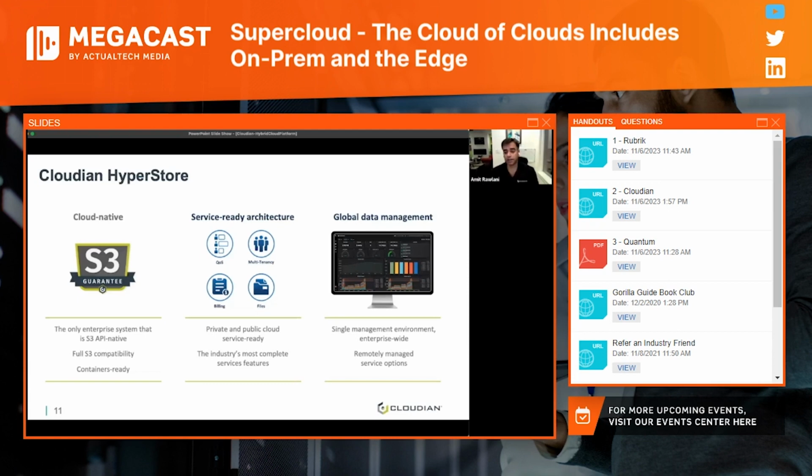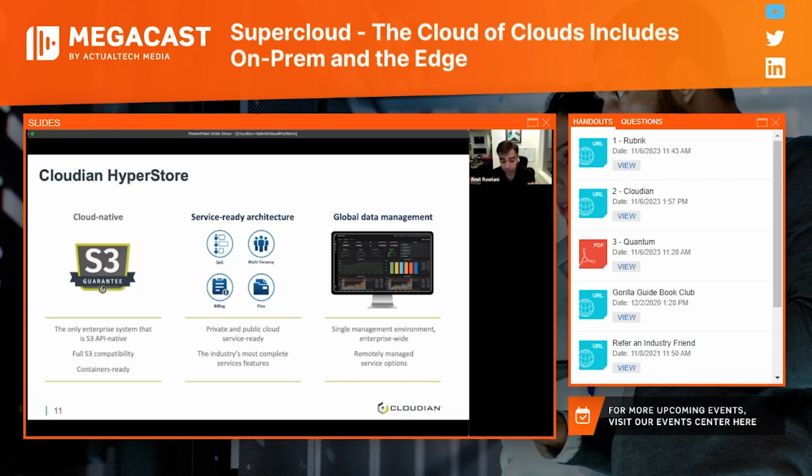The architecture for Cloudian is service-ready architecture. It offers the most complete set of management features available in object storage. Now, where this comes from is, this is a system that was built for the service providers. They needed to offer things like multi-tenancy, billing, chargeback. All of these things are built from the ground up into Cloudian, including things like QoS, right? These are all standard features. So it's a completely service-ready architecture.